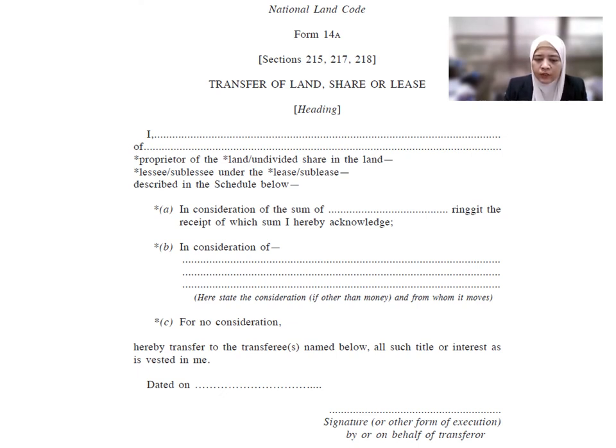Hereby transfer to the transferee or transferees named below all such title or interest as is vested in me. So remember, title in the land can only be held by the proprietor or proprietors. Interest, you may have the lease, the lessee, the charge, semua tu. Ha, tu lah, charge. Apa nama tu semua, interest on land. We've done this in the week 1 punya tutorial, right? When I asked, can one land have many interests on the land? Yes, boleh ada many, many interests on one parcel of land.